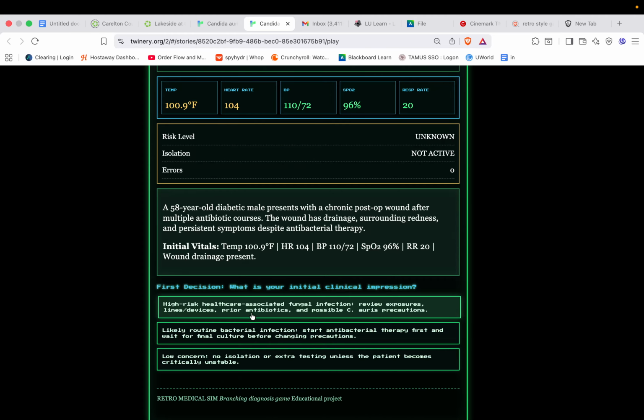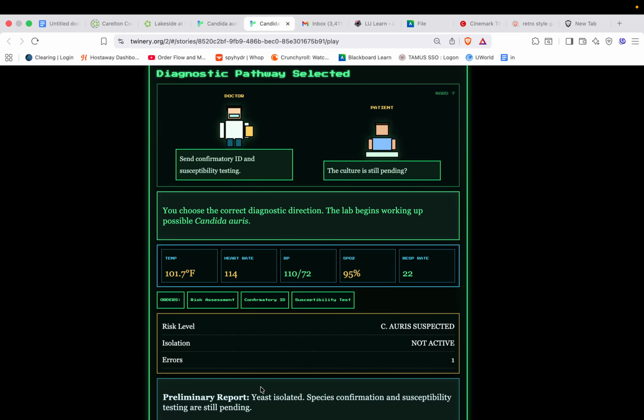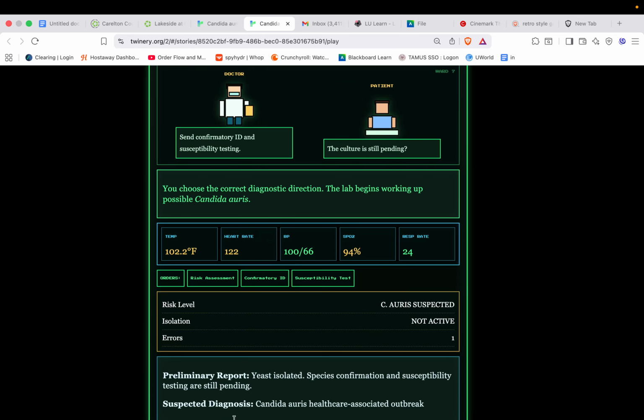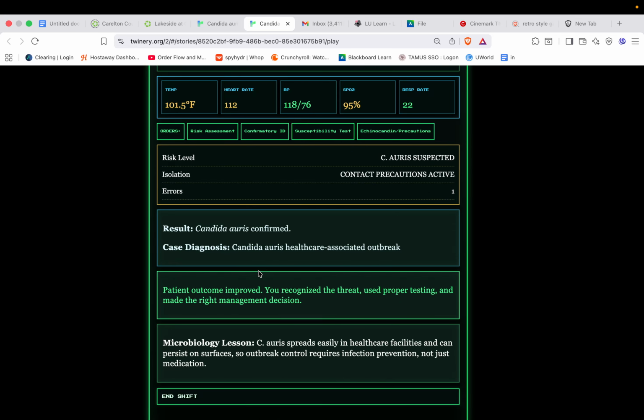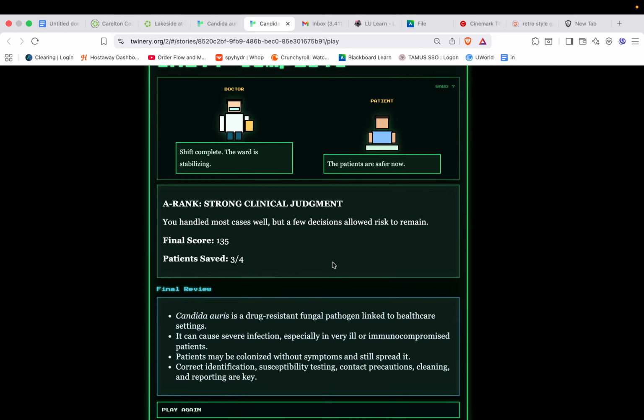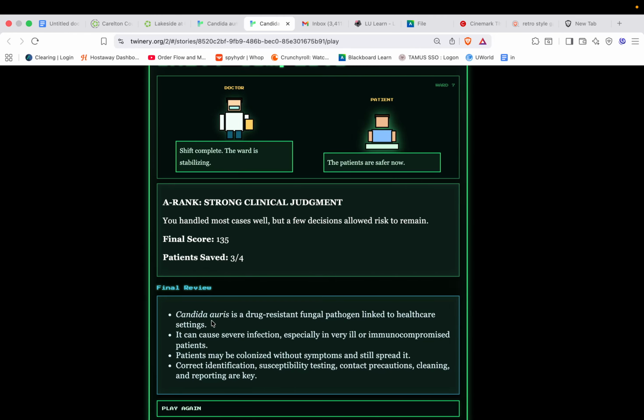So that's basically it. There are going to be 2 more that will have different scenarios, and we'll just run through these. At the end, after the very last patient, you can end your shift and it'll show you a final review. Candida auris is a drug-resistant fungal pathogen linked to healthcare settings. It can cause severe infection, especially in very ill or immunocompromised patients. Patients may be colonized without symptoms and still spread it. Correct identification, susceptibility testing, contact precautions, cleaning, and reporting are key.